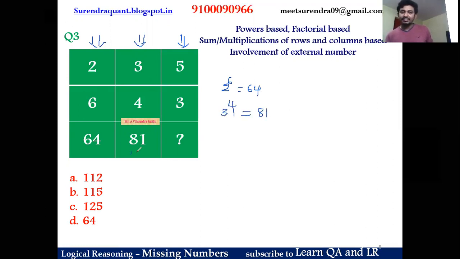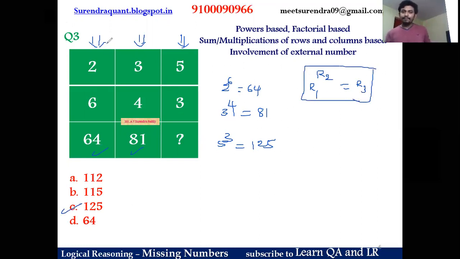81 perfectly matches. Yes. Then 5 power 3. So 5 power 3 is 125, right? So simply it is row 1 power row 2 is row 3. This is the idea that we have considered to frame this question. The answer is 125, right?